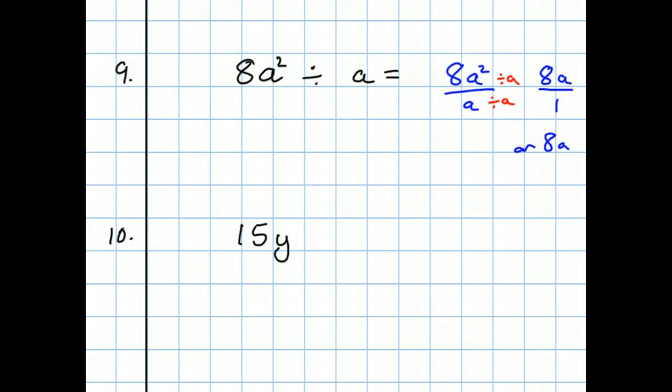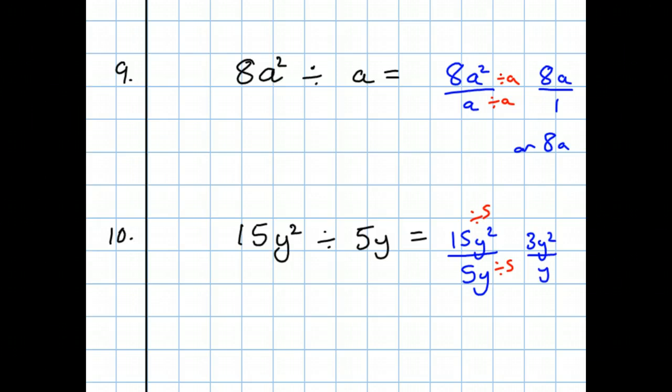15y squared divided by 5y. So here we go as a fraction, and hopefully we're on safe territory there. Let's look at the common factor. Well, we've got a 5 appears in both, so we're left with 3y squared over y.